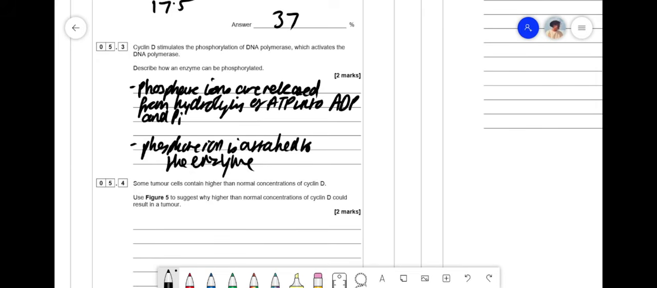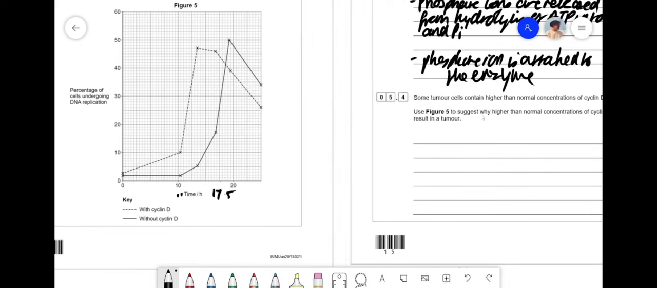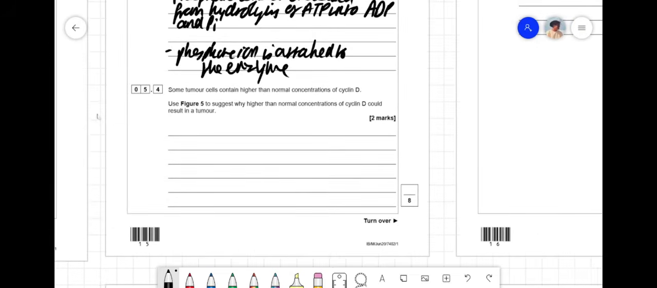Next, some tumor cells contain higher than normal concentrations of cyclin D. Use figure 5 to suggest why a higher than normal concentration of cyclin D can lead to a tumor. So we can see that with cyclin D, the percentage of cells undergoing DNA replication shoots up much quicker than over here. So what we can appreciate here is that cells begin DNA replication earlier, so they must have been starting mitosis earlier.